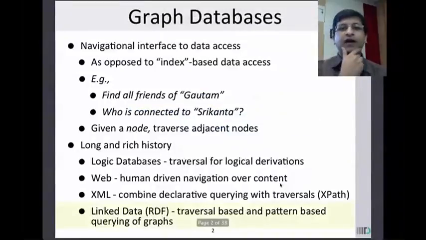So first, I don't need to give an introduction about what a graph is, right? Everybody knows what a graph structure looks like. It's one of the most general ways of representing information, right? One of the most flexible forms.